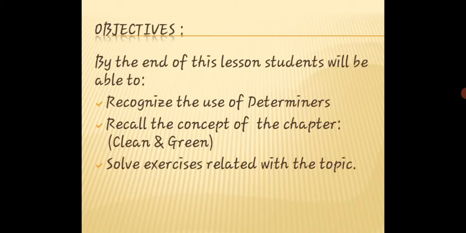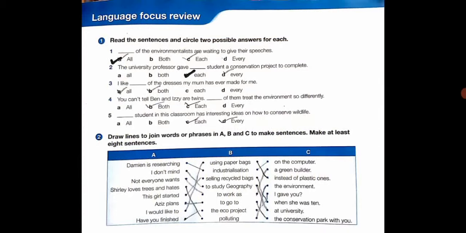Objectives. By the end of this lesson, students will be able to recognize the use of determiners, recall the concept of the chapter Clean and Green, and solve exercises related with the topic. Alright students, so now you can see the chapter Clean and Green, page 19, and we are going to start from the first exercise that is related with the topic determiners.